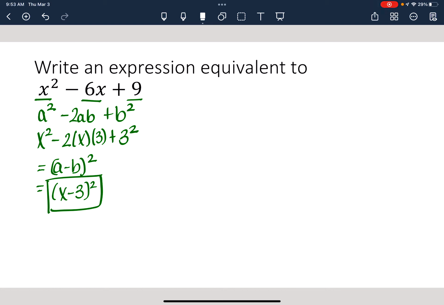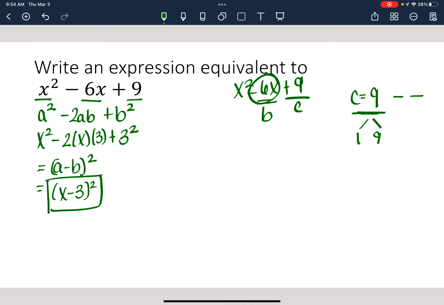Another way is to use the ABC method. And we're looking for factors of 9 that add up to negative 6. So c equals 9, and it has to add up to negative 6. So we know that when we have a positive number, we have either two negative or two positive factors. Since c equals 9 and b equals negative 6, we need two negative factors. So let's look at the factors of 9. So we have 1 and 9 and 3 and 3. When we make them all negative, the correct combination is negative 3 and negative 3. So this gives us x minus 3 times x minus 3, which is equivalent to x minus 3 squared.